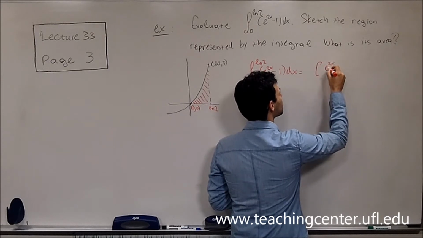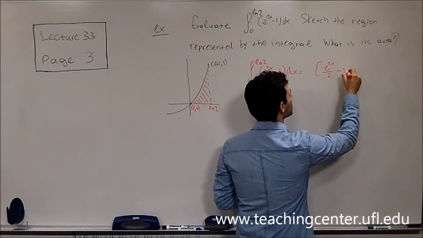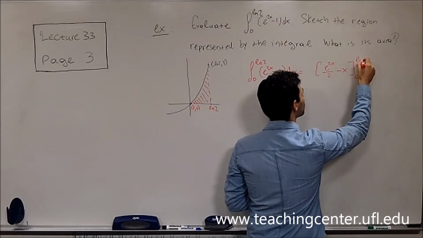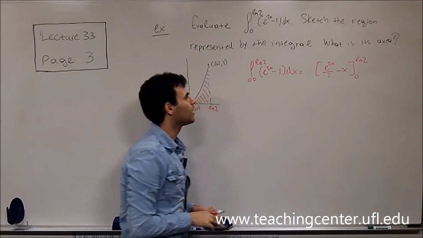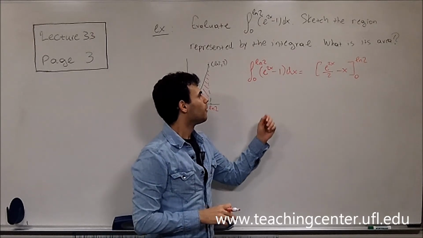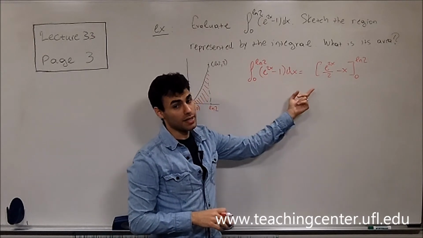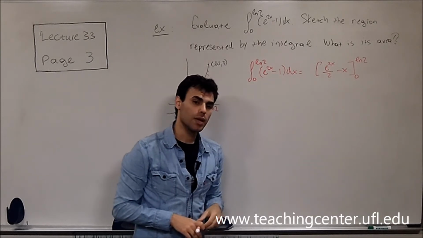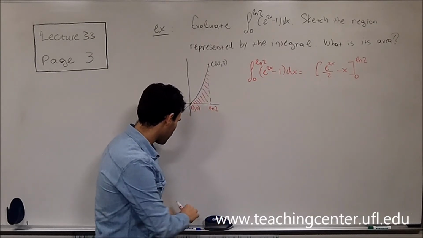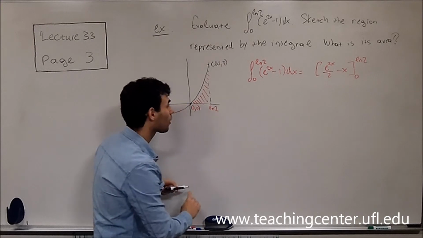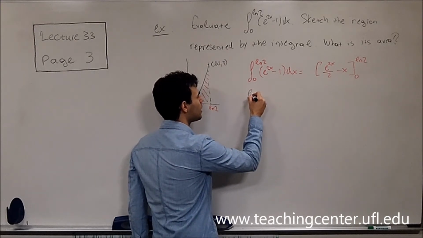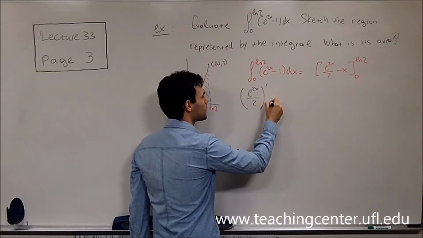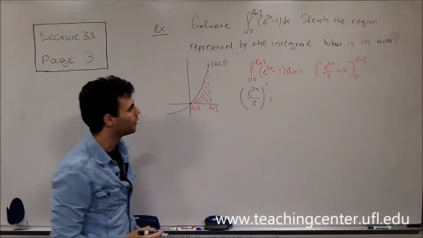Now, I claim that the antiderivative of e to the 2x minus 1, which we can use, is this guy. It's e to the 2x over 2 minus x. And this goes from 0 to ln of 2. Why is that the case? Well, of course, the antiderivative of minus 1 is minus x. That's easy. Why the antiderivative of e to the 2x is e to the 2x over 2? So let's spend just a second on this. I'll prove it by just taking this e to the 2x over 2 and finding its derivative. And you'll see that this is just e to the 2x.